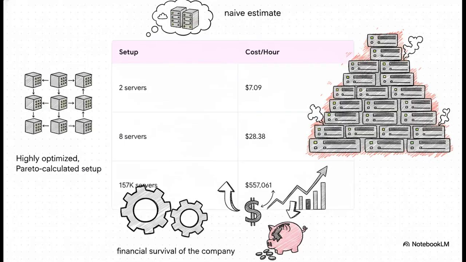Let's look at how our previous assumptions impact the budget. Our naive estimate of 2 servers would cost us just over $7 an hour. Our highly optimized Pareto calculated setup of 8 servers costs a very manageable $28.38 an hour. But our unoptimized peak load scenario, running 157,000 of these servers would burn through $557,061 every single hour. You can totally see why getting the math right isn't just about the code, it's about the financial survival of the entire company.